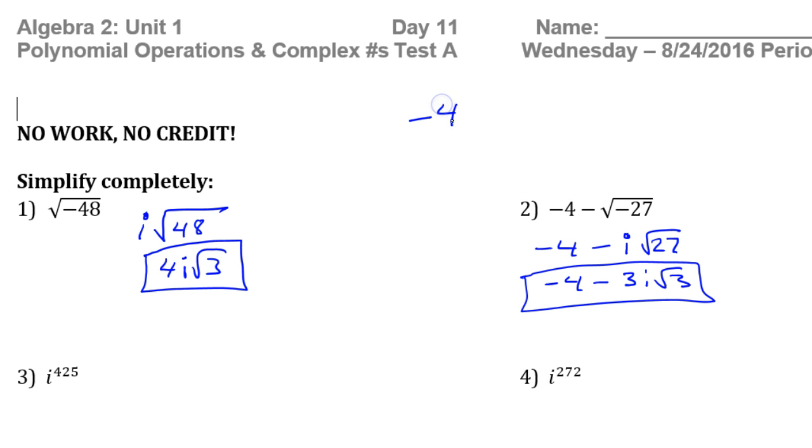If I had negative 4i radical 3 and minus 3i radical 3, well, now I could put these together and make negative 7i radical 3. But if one of them has the i radical 3 and one of them doesn't, then they're not like terms and you cannot combine them. So that's the answer.